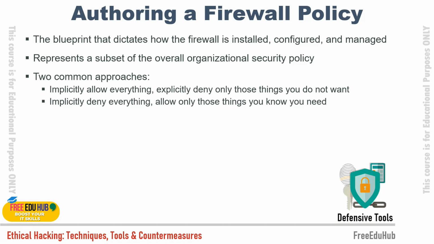When creating a firewall policy, there are two common approaches to controlling the traffic in and out of the organization. We either implicitly allow everything and explicitly deny only those things that you want to, or implicitly deny everything and allow only those things which you know are needed. So there are two ways to manage it. One is to allow everything and block certain things. On the other side, you allow only the things which you think are right for the network.